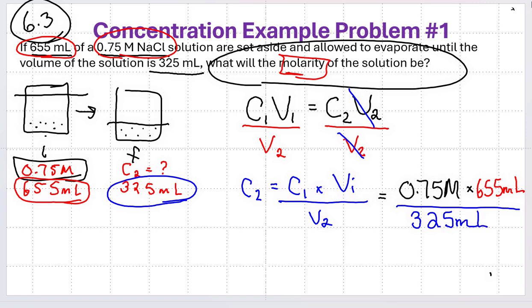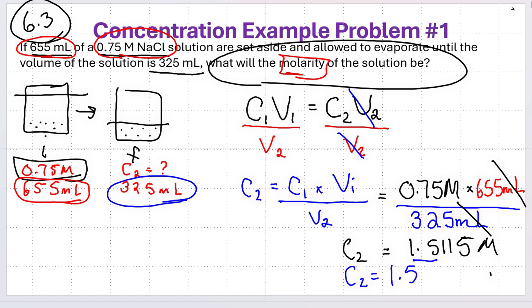And then we're just going to check our units. We see that our units, milliliters, cancel, and we're left with a molarity, which is a concentration, which is what we wanted. And we punch that into our calculators, and C2 equals 1.5115 molarity. Now, if you're going by significant figures, we would round this to 2 significant figures. So it would be C2 equals 1.5 molar.